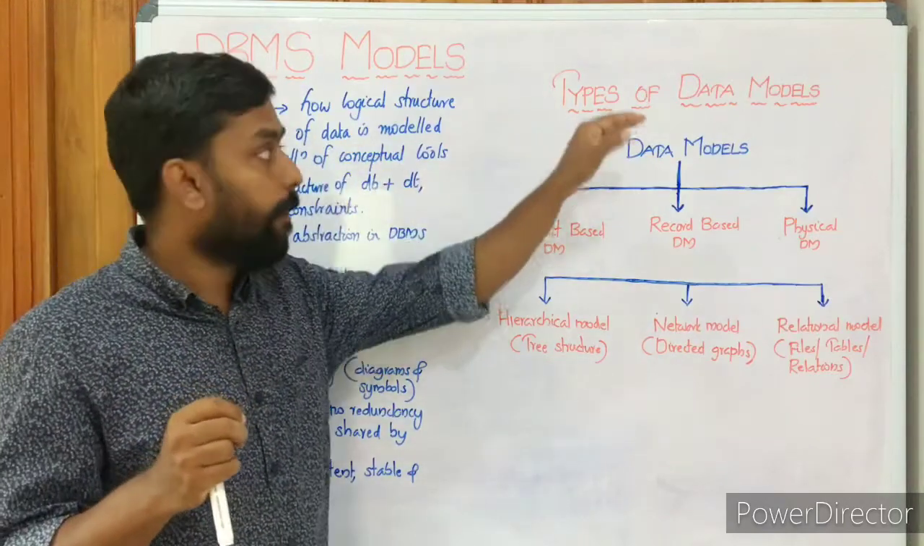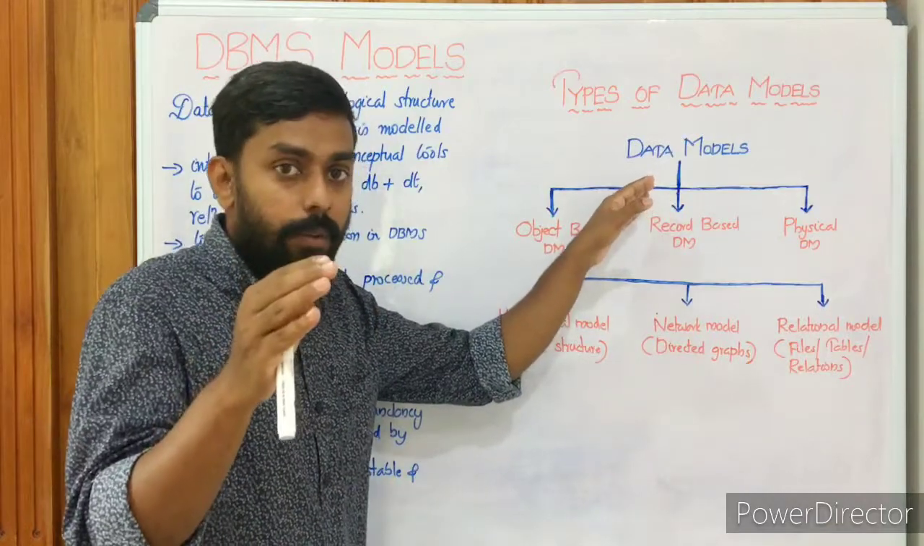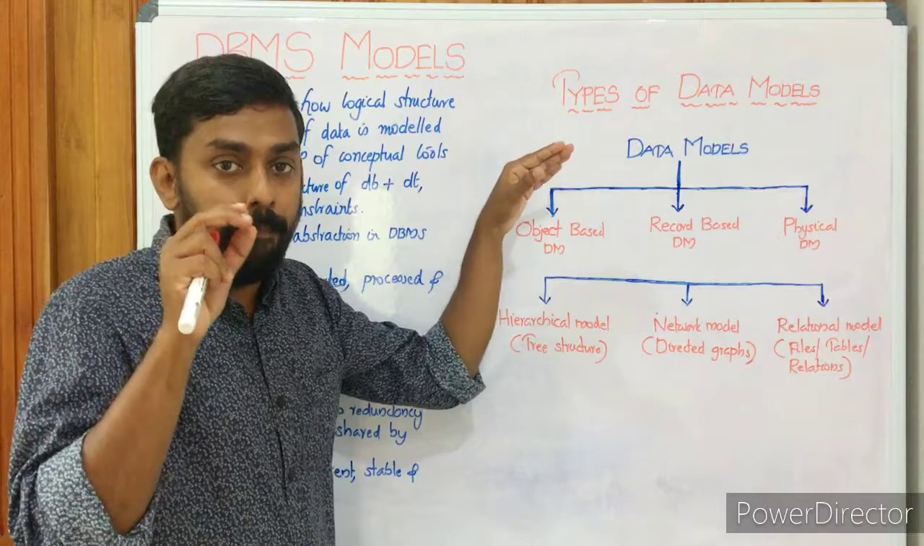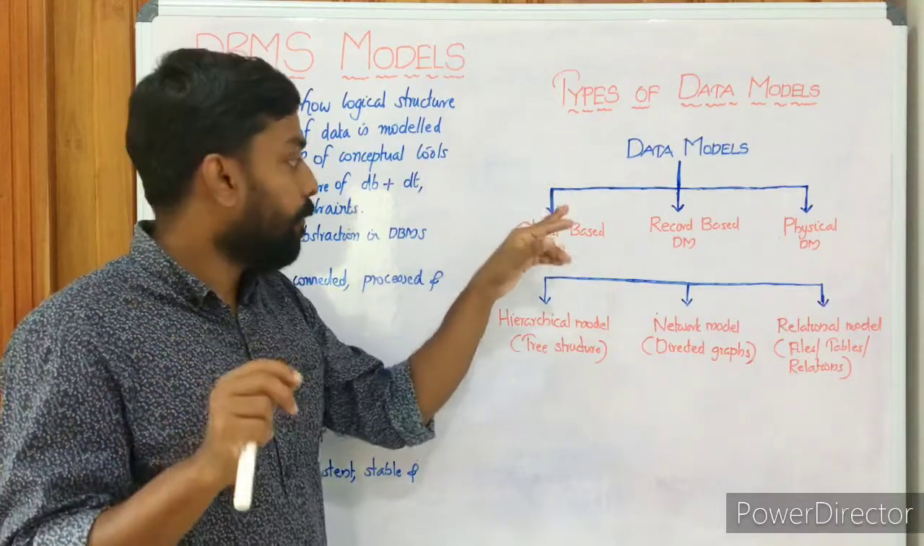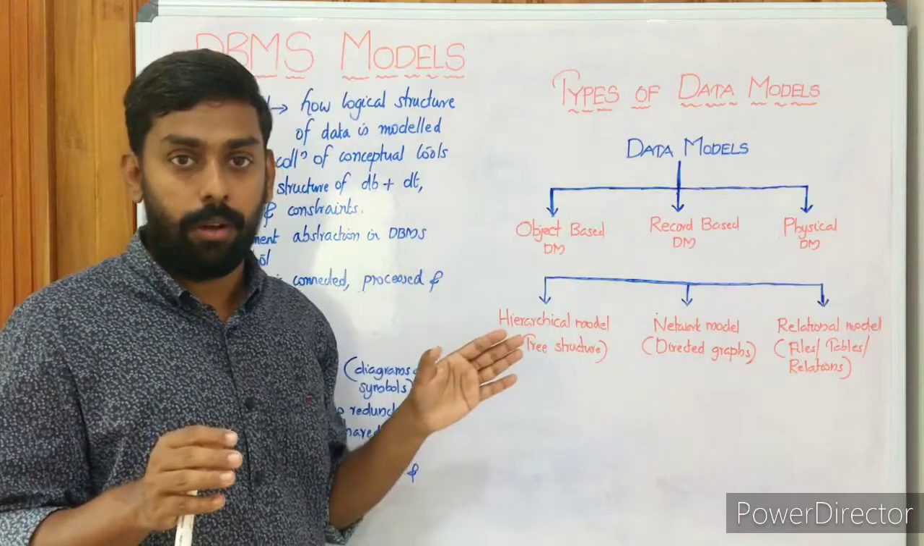And now we are going to look at types of data models. Here we have a graphical representation of data models. Data models can be classified into three: object-based data model, record-based data model, and physical data model.